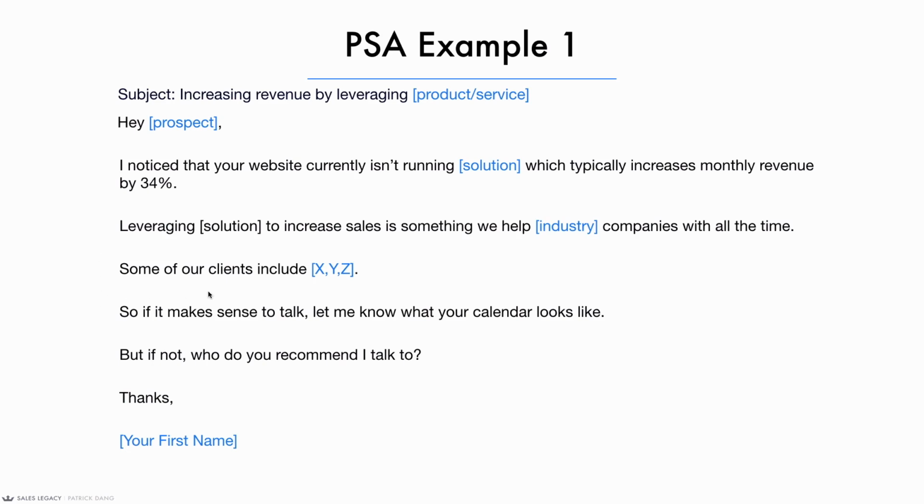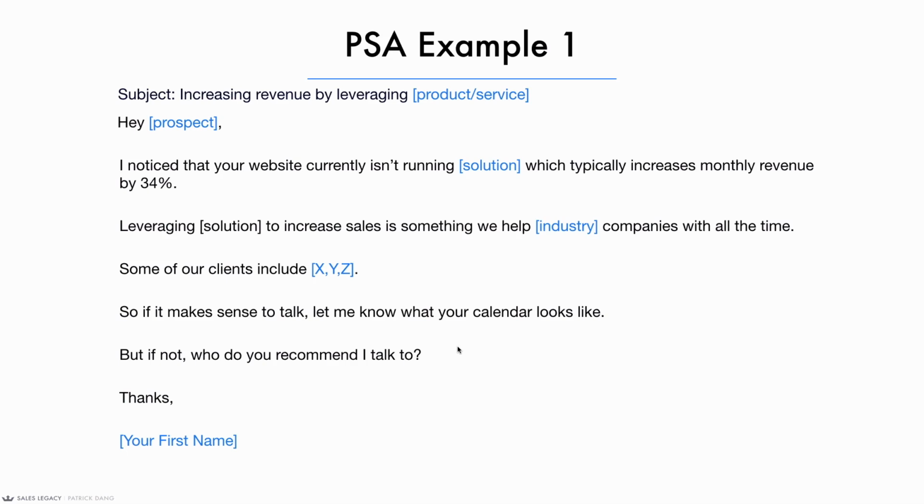In the close, of course, you want to have some social proof. Some of our clients include XYZ. If you don't have any clients, don't put it there. Or you could say some of the clients we're talking to. And then from there, if it makes sense to talk, let me know what your calendar looks like. But if not, who do you recommend I talk to? So in this situation, you're not hard pressing them to take a meeting with you.